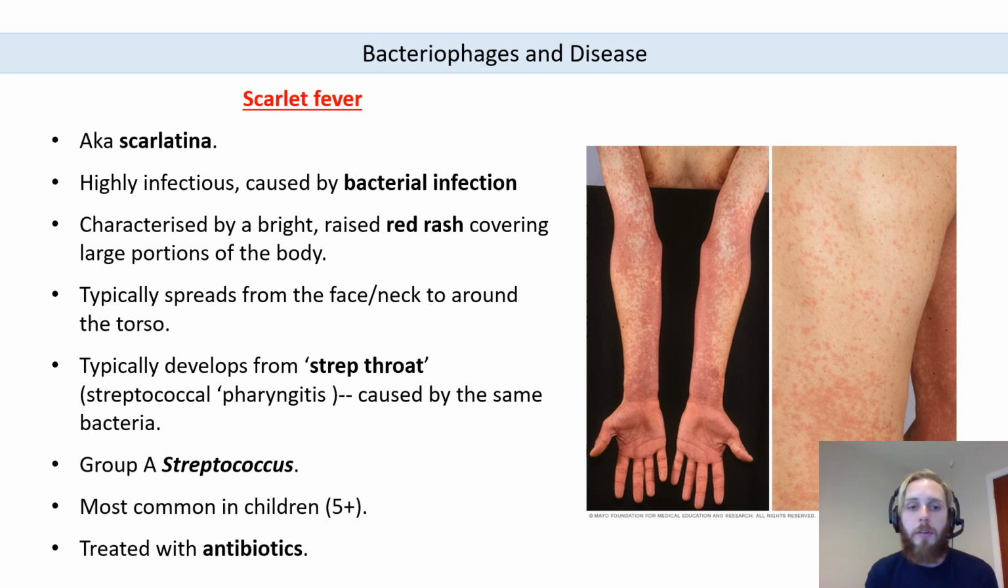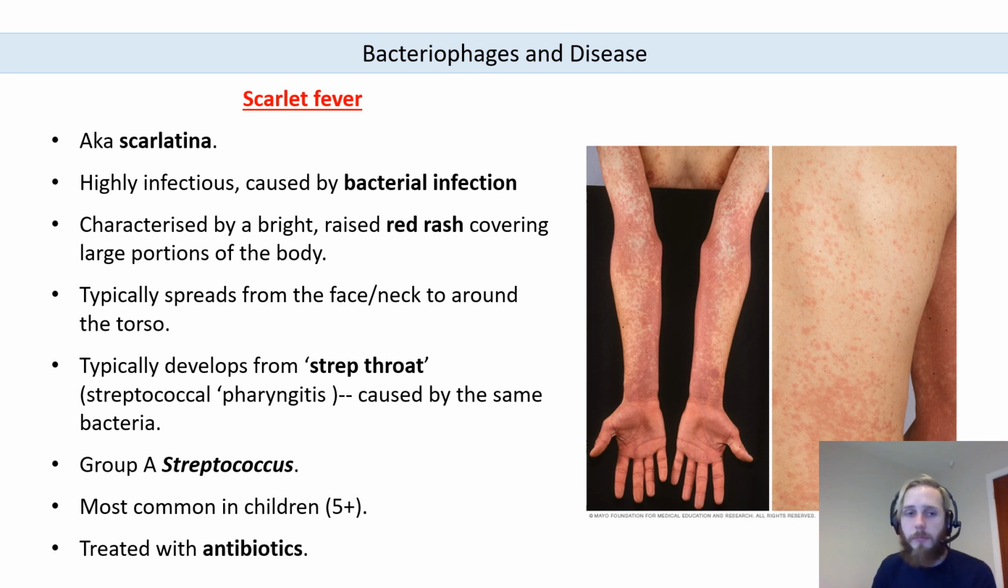Okay, so back to scarlet fever. It's essentially a streptococcal infection. It's group A streptococcus. It can potentially develop from strep throat. That's how scarlatina tends to establish, and it's characterized by this red rash. That's how the name is derived, really. Scarlet. It's this red rash that can cover the face and neck, and then around the torso.